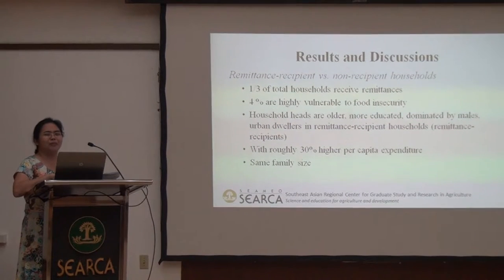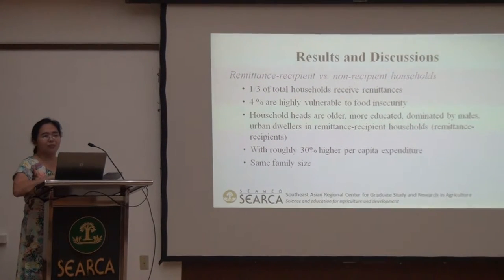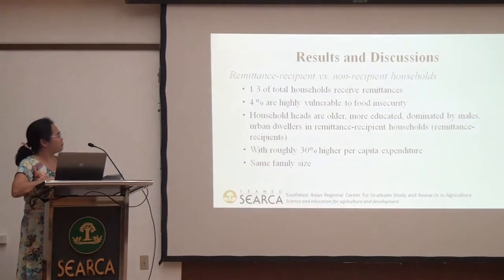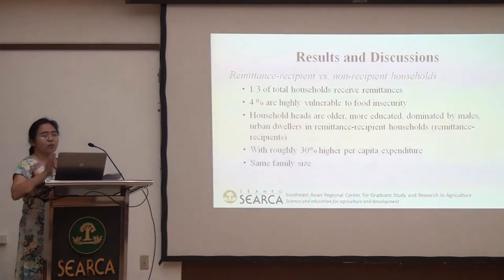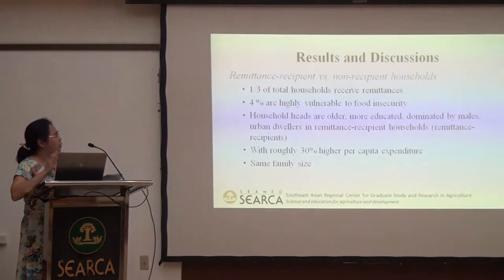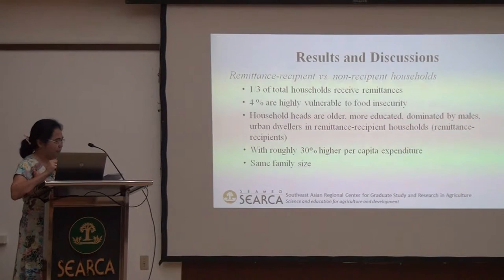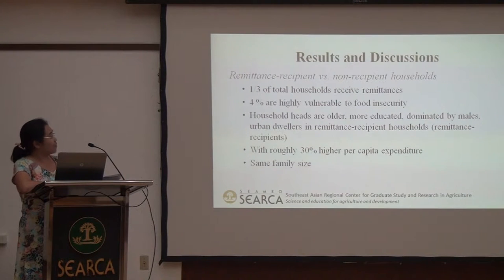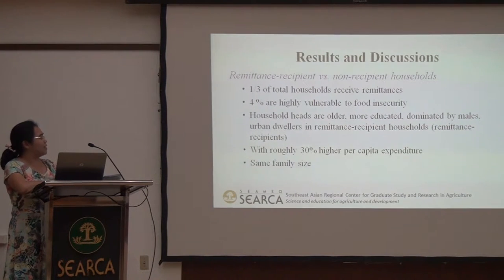But you might wonder what we mean when we say food insecure households. Food insecure households are households that spend 70% of their total income on food. These 4% are actually divided into two: the food insecure group with remittances is only 1%, while 3% are without remittances. Now, the remittance recipient households are older, more educated, dominated by males, and of course, urban dwellers, compared to non-remittance recipients.